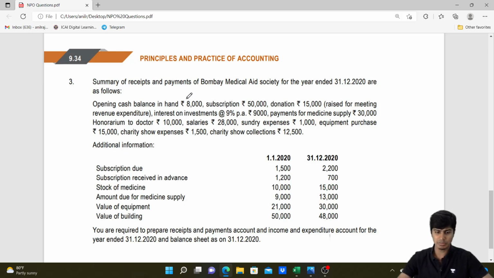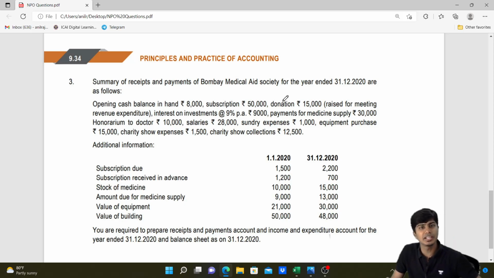So they've given opening cash balance, subscription, donation. Opening cash balance will come in the receipts and payment account on the debit side. Subscription received is again a receipt, so it will come on the debit side, that is the receipt side. Donations received would again come in receipts and payment as a receipt, or debit side. This is raised for meeting revenue expenditure. So this donation need not be capitalized, it will not be posted to the balance sheet. Instead it will be written in receipts and payment as a receipt, and in income and expenditure as income.